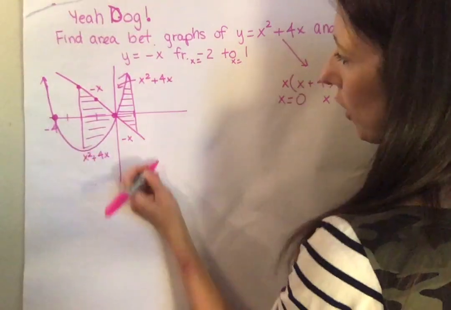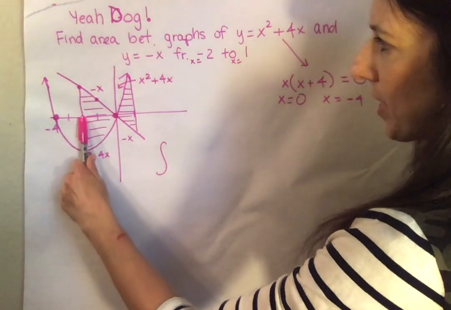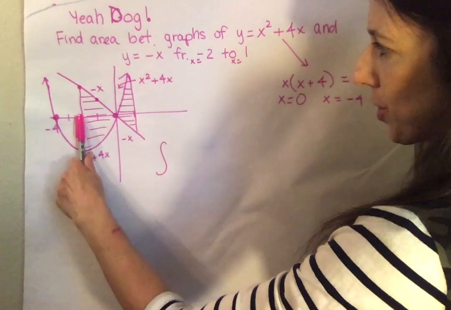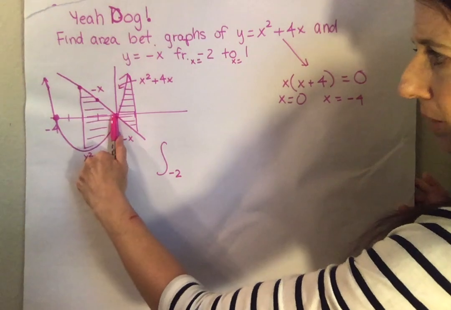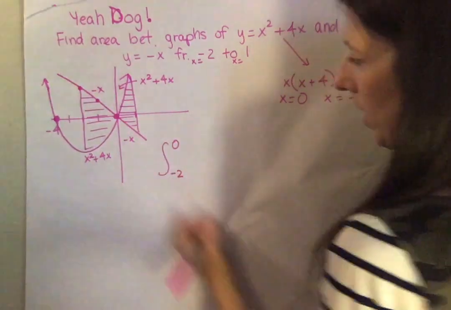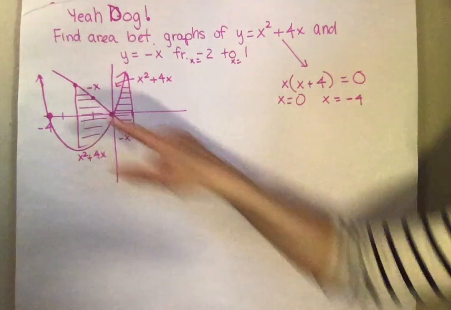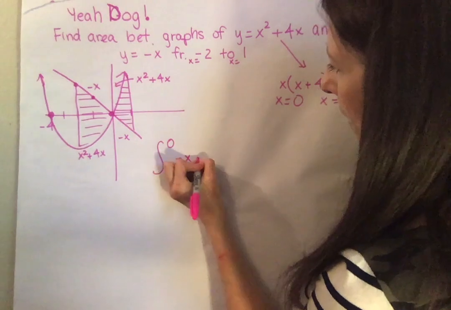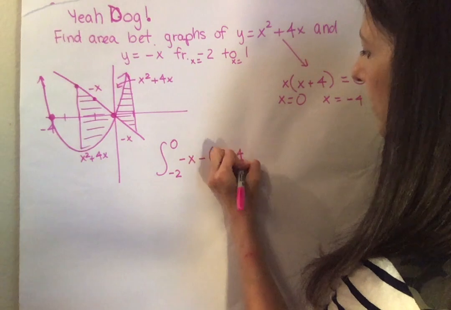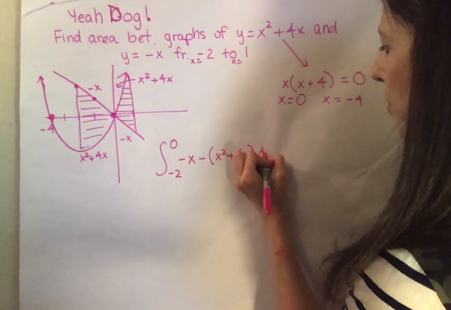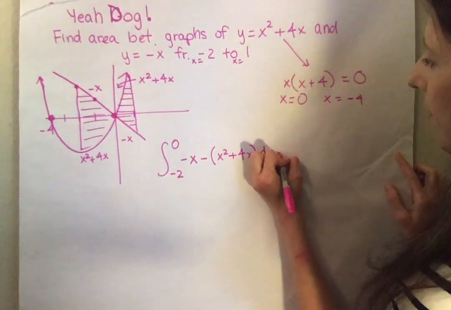So this first integral, what's its lower limit going to be? Well, it's at that first x value where that region starts, which is -2. What's the x value that's the upper limit? 0. So remember, we're going to do top minus bottom. So the top function here, we already talked about that, is the linear function, minus the bottom function, x squared plus 4x.